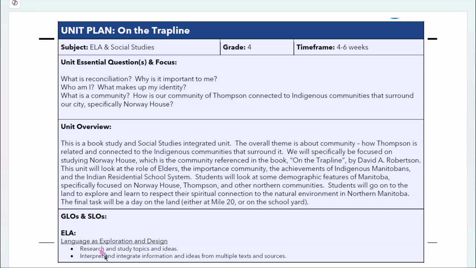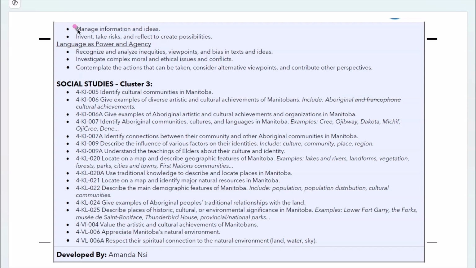But the ELA outcomes, I'm doing language as exploration and design, and then I put some bullet points from the descriptors. So we're going to do some research. We're going to study topics. We're going to interpret information from a lot of different sources, and we're going to integrate it into some writing activities. The top of the next page, manage information and ideas. So we're going to be using different graphic organizers and things to organize the information that we collect. Invent, take risks, and reflect to create possibilities. Well, isn't that amazing? That's something that we're going to be talking about when we share our writing with each other.